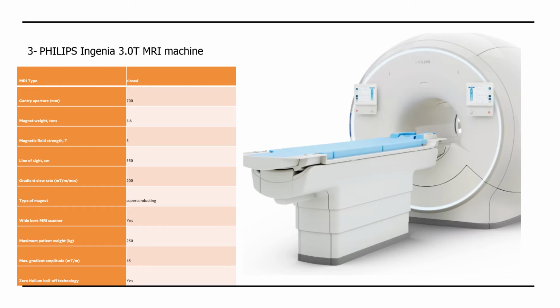For the third device we selected in our hospital, the Philips Ingenia 3.0 Tesla MRI, gantry aperture 700, magnet weight 4.6, magnetic field strength 3, line of sight 550, gradient slew rate 200, type of magnet superconducting, wide bore MRI scanner yes, maximum patient weight 250, max gradient amplitude 45, zero helium boil-off technology yes.